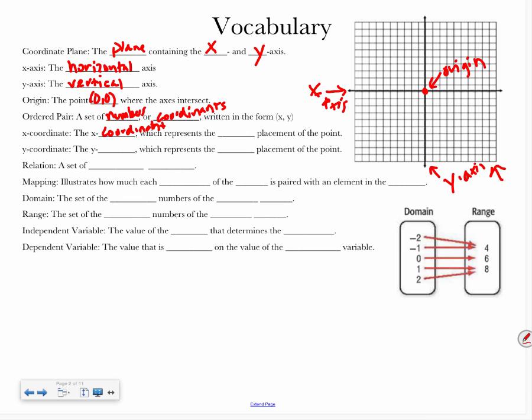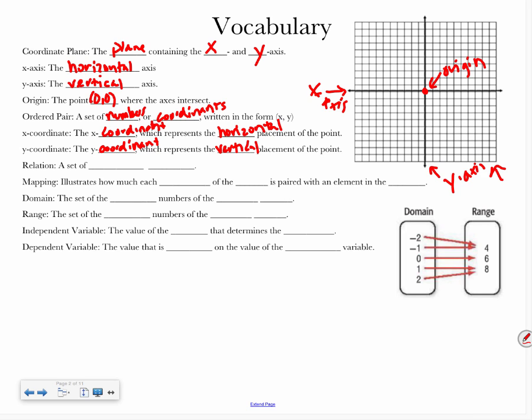the x-coordinate, which represents the horizontal placement of the point. The y-coordinate, which represents the vertical placement of the point. Okay, so x is horizontal, y is vertical.